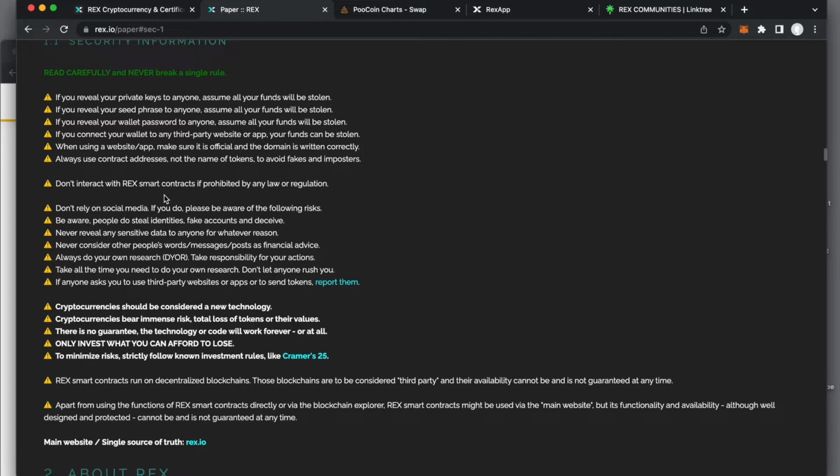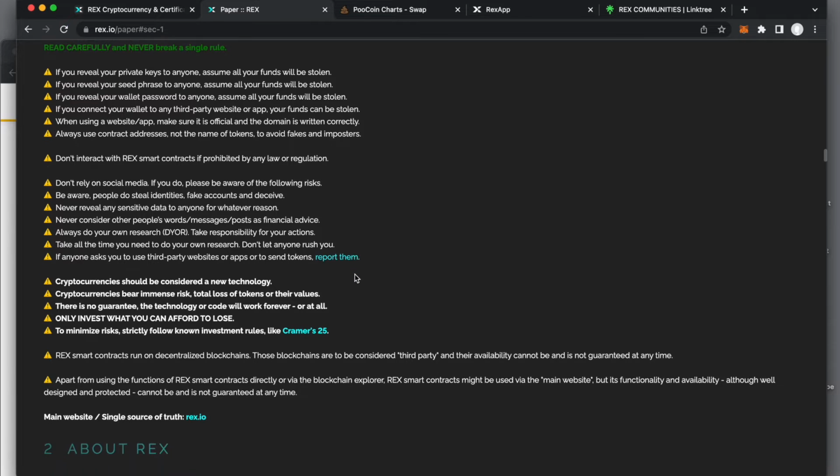Don't interact with Rex smart contracts if prohibited by any law or regulation. Don't rely on social media. If you do, please be aware of the following risks. Be aware people do steal identities, fake accounts, and deceive. Never reveal any sensitive data to anyone for whatever reason. Never consider other people's words or messages or posts as financial advice. Always do your own research, DYOR, and take responsibility for your actions. Take all the time you need to do your own research. Don't let anyone rush you.